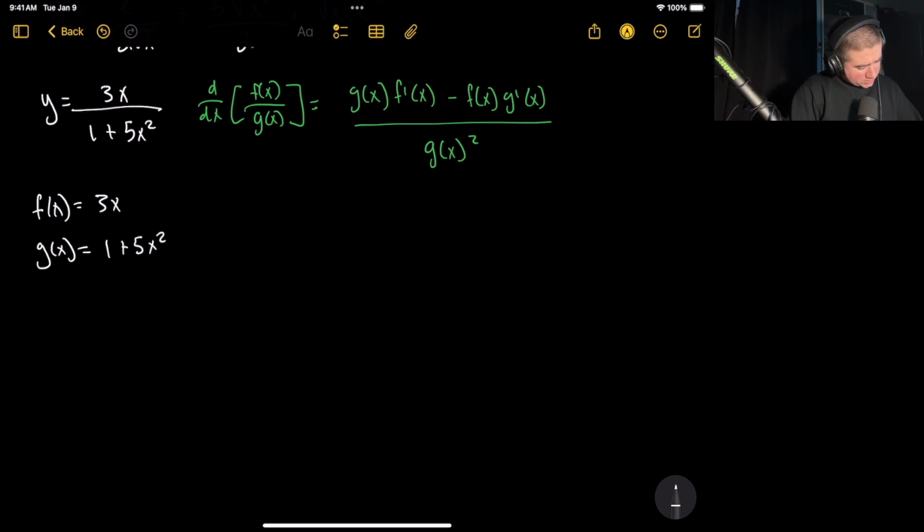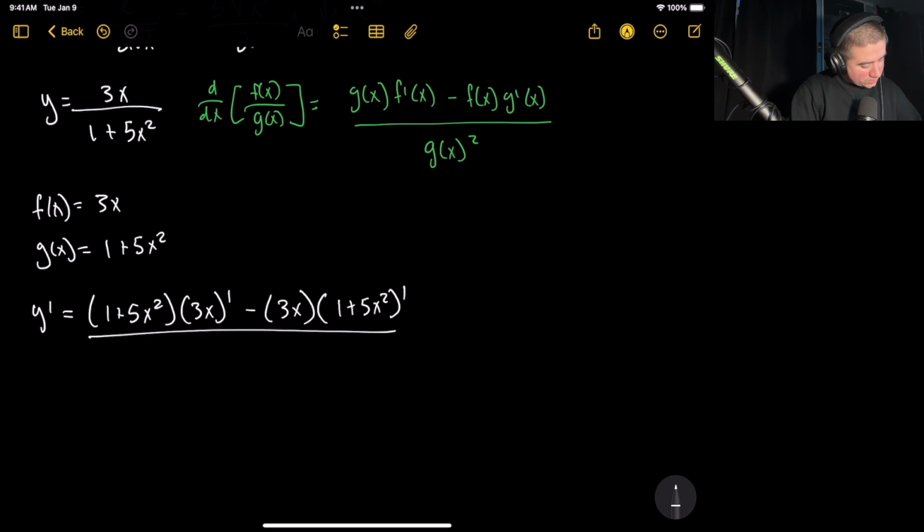Right now, we just have to substitute these into the rule and take the prime, or take the derivative. So we're going to have g of x first. We're going to have, let's write this down as y prime is equal to 1 plus 5x squared times 3x prime minus 3 times x. I keep saying 3 of x. It should be 3 times x, or just 3x. And then 1 plus 5x squared prime over 1 plus 5x squared and then squared.